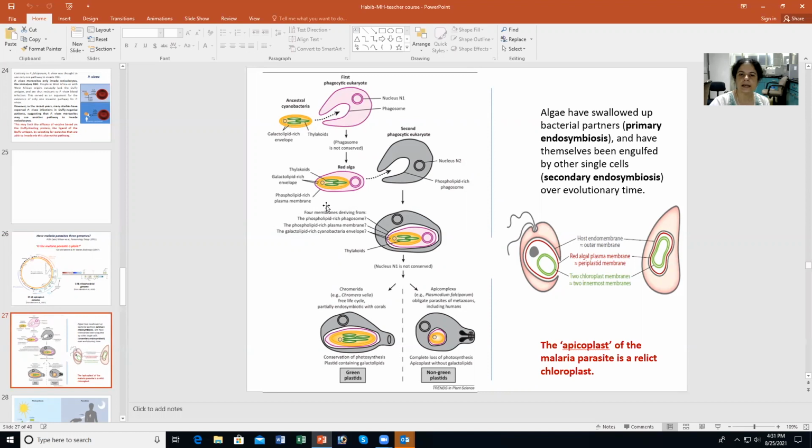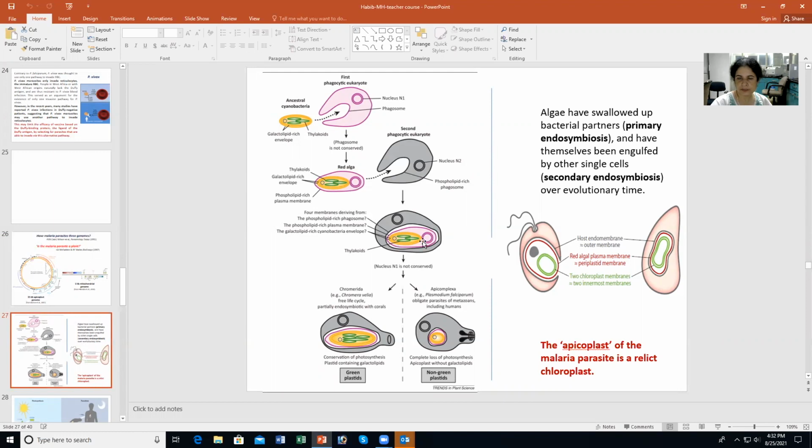If such a red alga ancestral cell was then engulfed by a second endosymbiotic event, this is the first endosymbiotic event, by a phagocytic eukaryote, then you have formation of such a cell, in which you will have the nucleus of the alga, the cyanobacterial first primary endosymbiont, then the membrane of the red alga, and then the cell membrane of the engulfing phagocytic eukaryote. In such a way, now you will have four membranes surrounding the organelle.